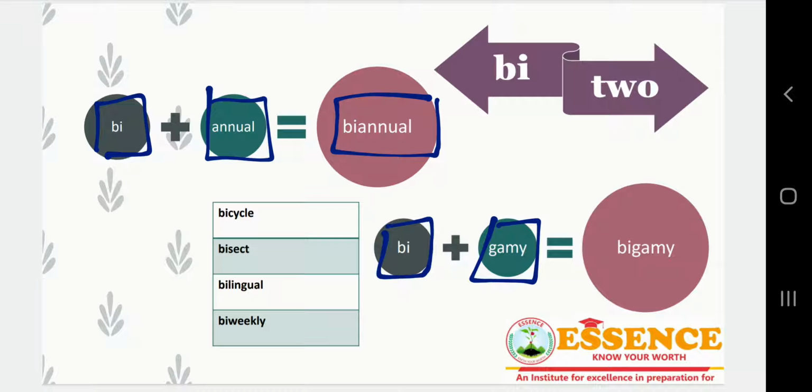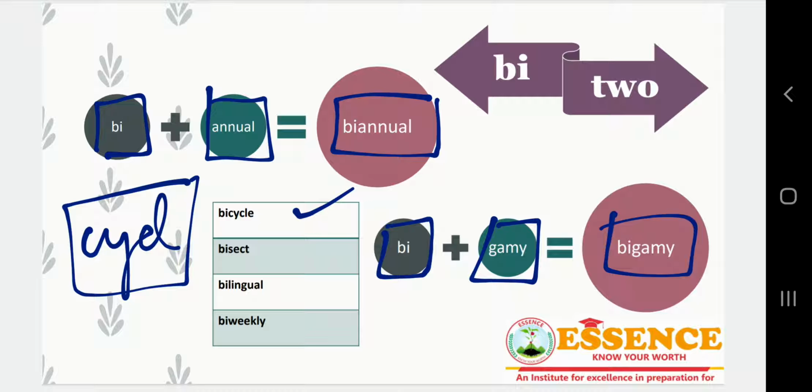Similarly, I have bi plus gammy. What is bi? 2, and gammy denotes marriage. So it becomes bigamy. Any person who is married twice is said to practice bigamy, right? Similarly, we have bicycle. Bi here means two, and cycle is another root word, cycl, which means anything which moves on wheels.